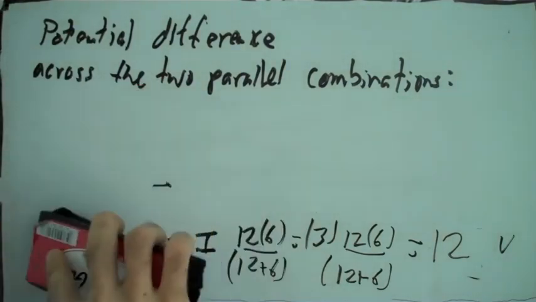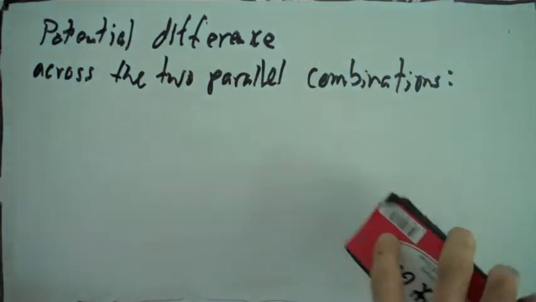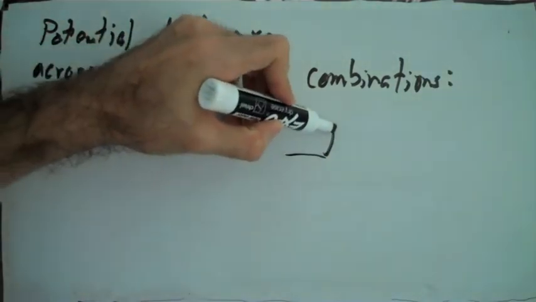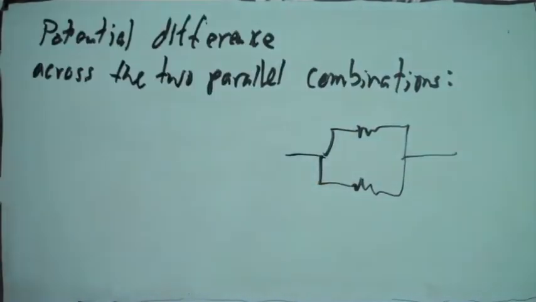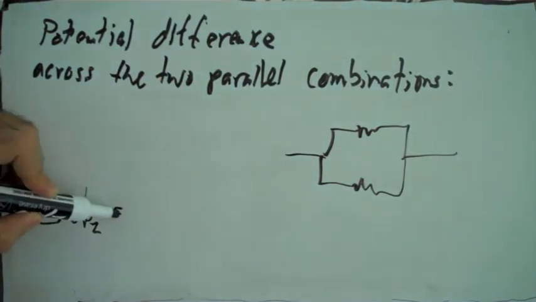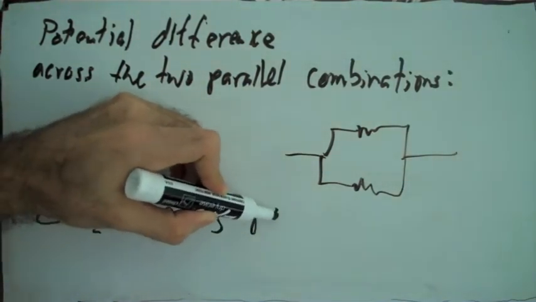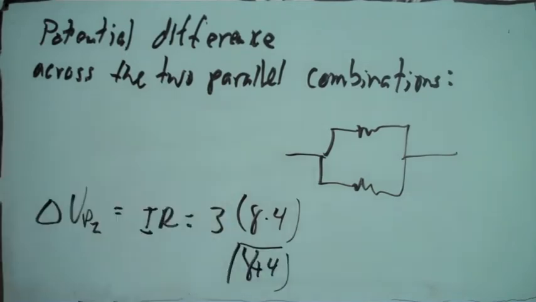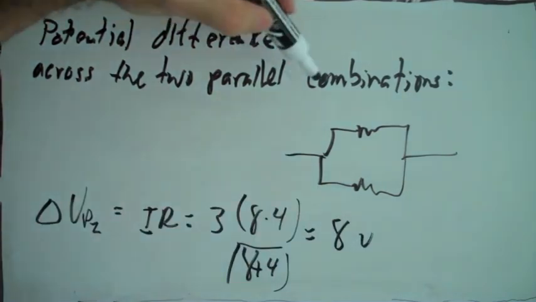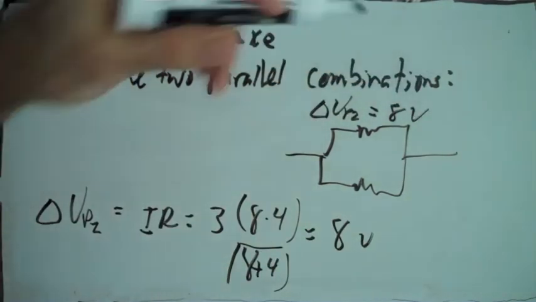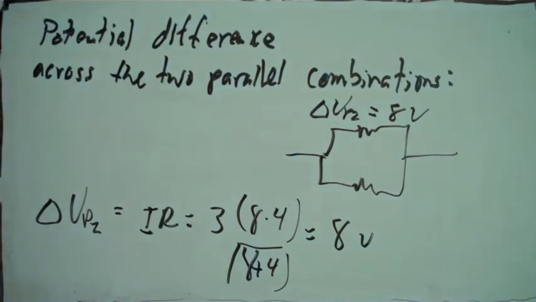So now we can do the same thing for the second parallel combination of resistors, the one that was on this side, because we know that the potential drop across this combination of resistors is equal to the current times the equivalent resistance of that thing. And that gives us 8 volts. So now we know the potential drop across this combination of resistors.